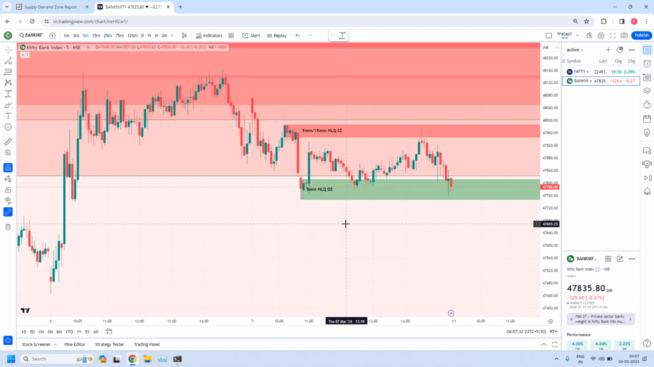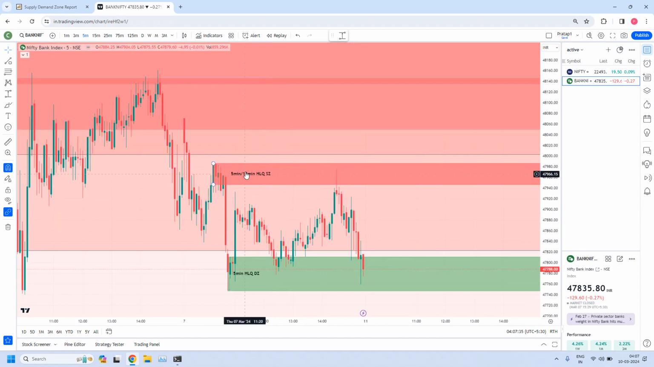So this is what you should understand. Why is this very strong during last week? We have a 15 minutes high liquidity zone. Inside, again, we have a 5 minutes high liquidity zone. Both are the zone confluence concept.